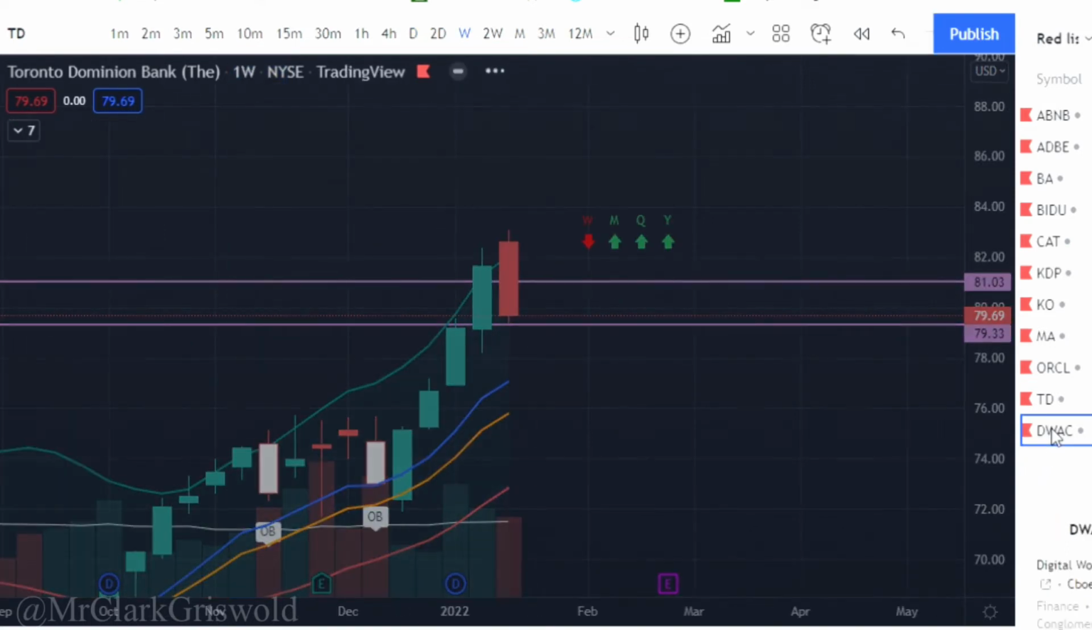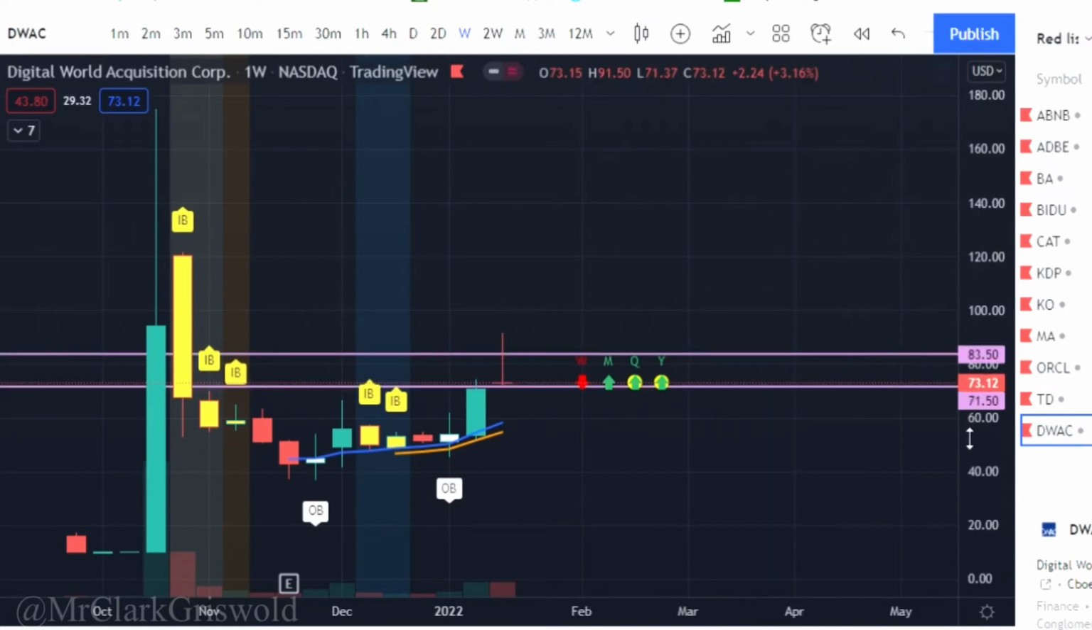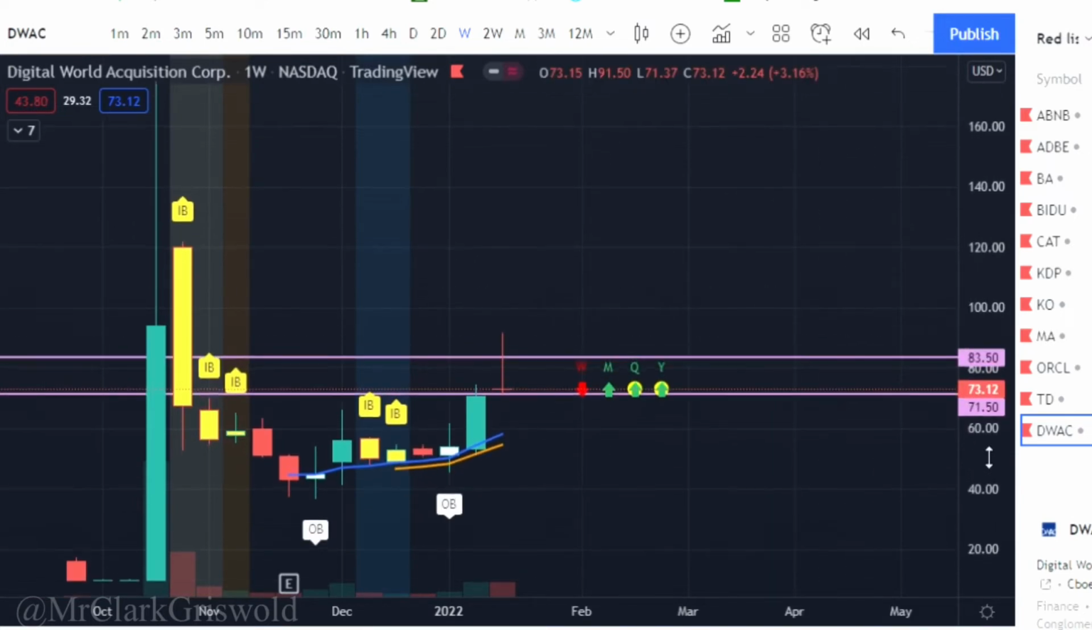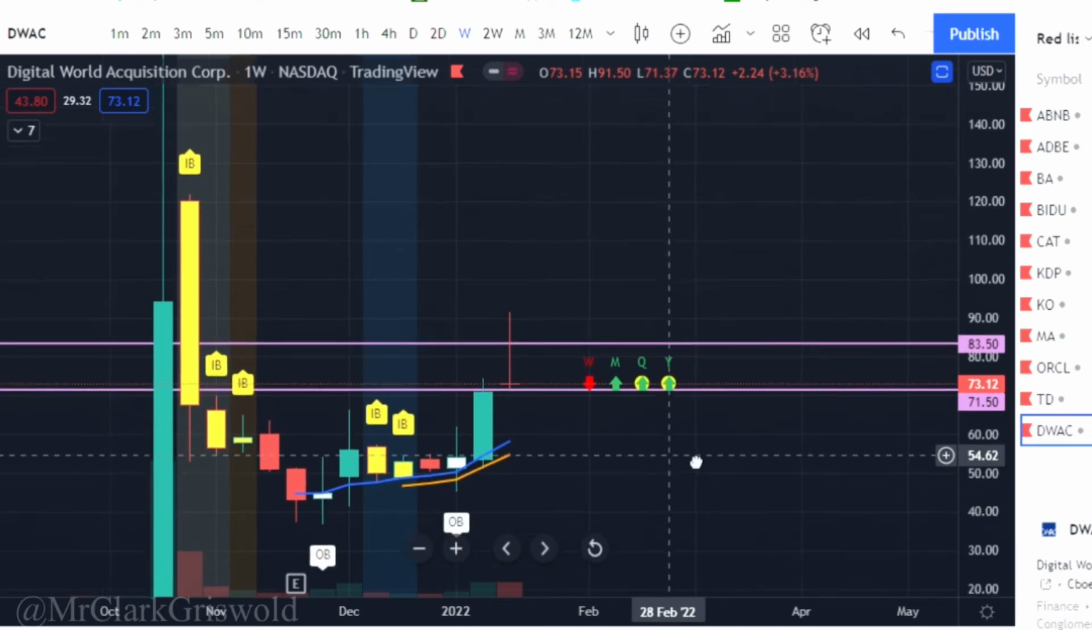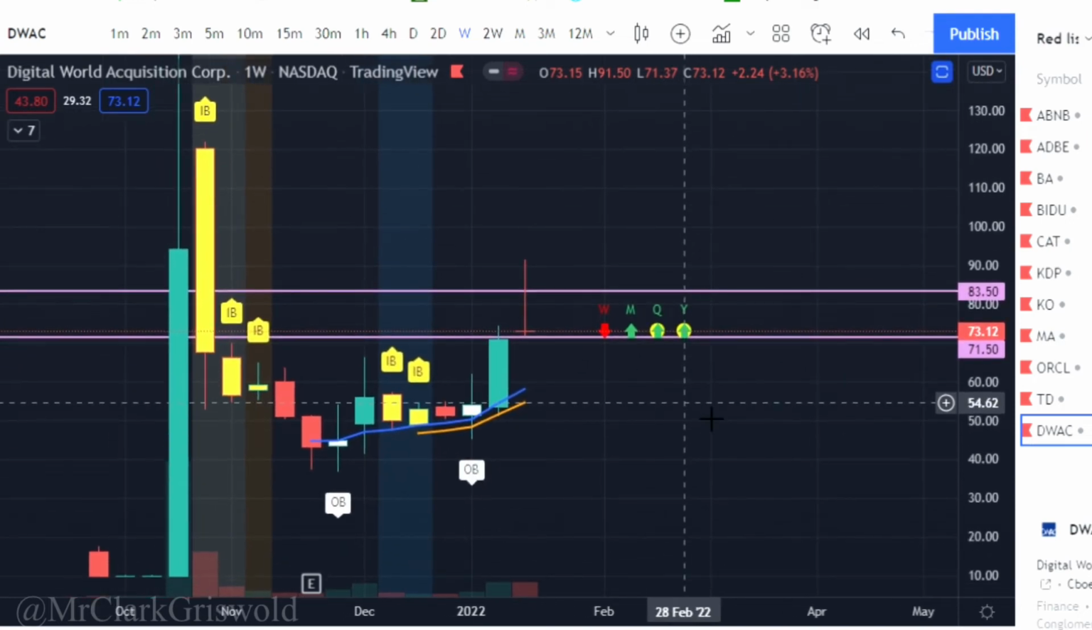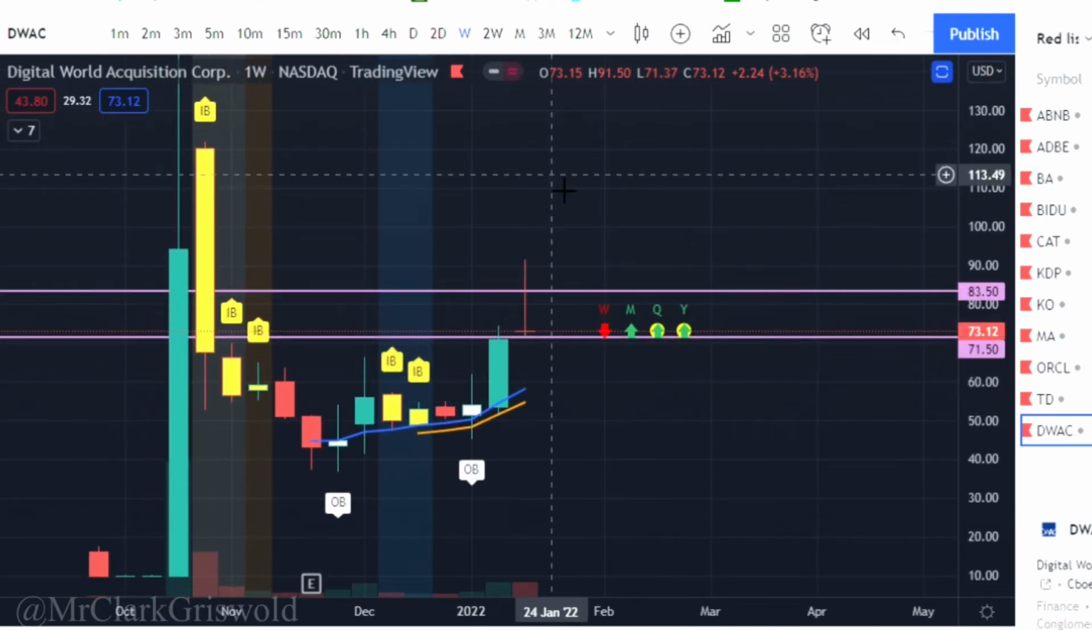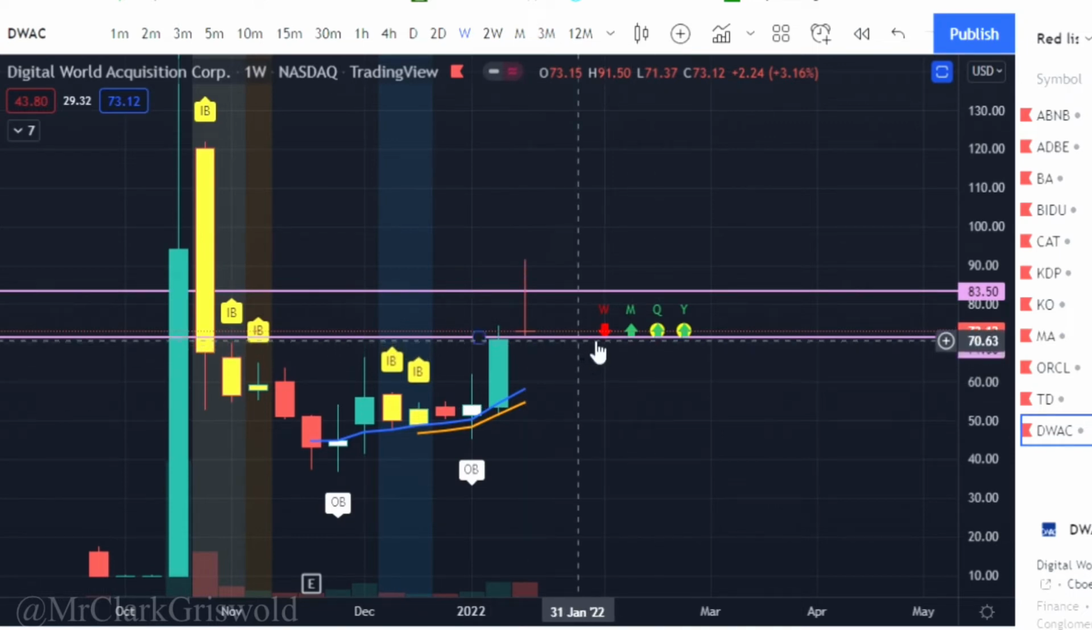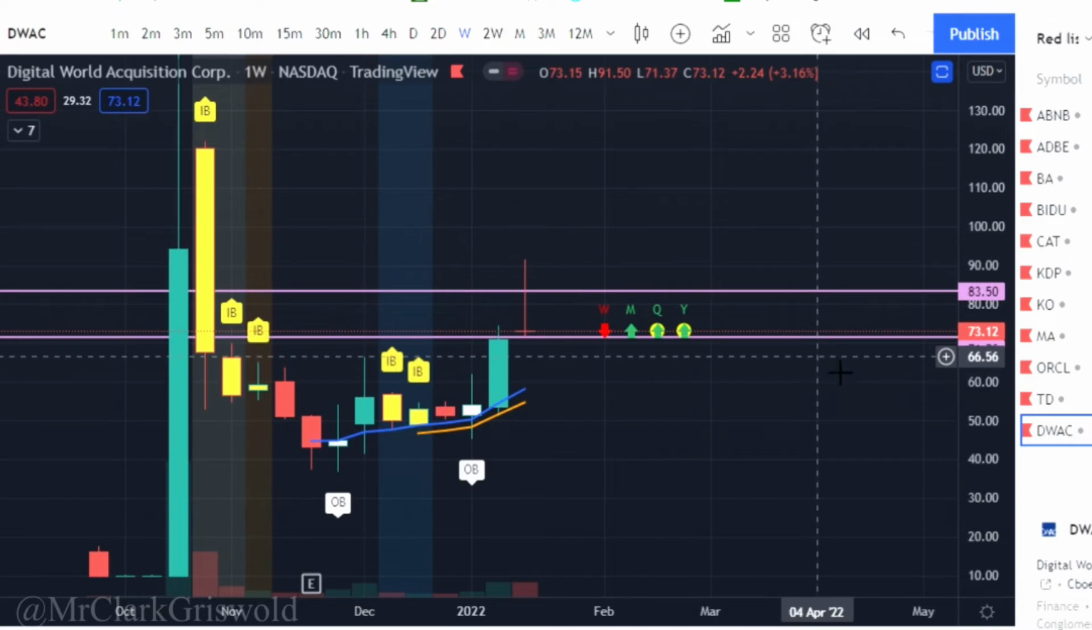And the last one on the weekly is DWAC. That's the one Mr. Trump belongs to, Digital World Acquisition Corp. On the weekly, I'm looking for a reversal or a possible reversal here. So 71.50, we are buying calls.